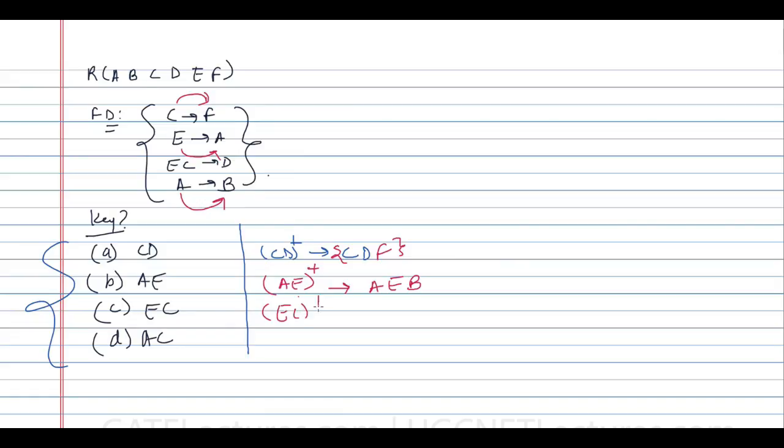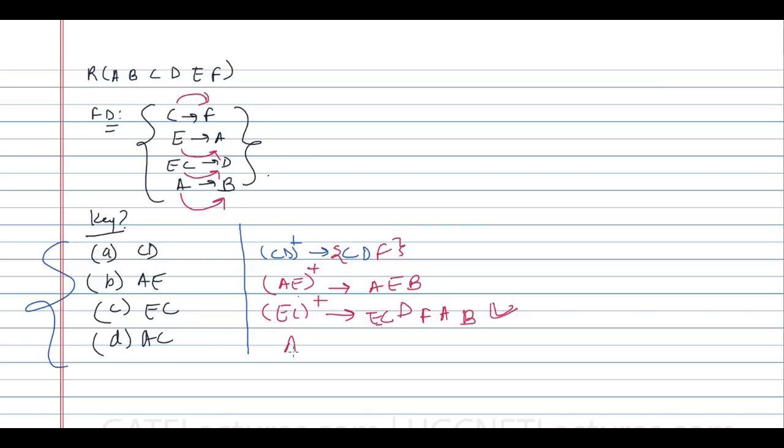Now let us take the next one. So it is EC closure. If I take EC closure, what are the attributes which you can determine? EC can determine EC itself. With the help of EC, I can determine D. With the help of C, I can determine F, right? And with the help of E, I can determine A. And with the help of A, I can determine B. So we can determine everything. So this is a potential key.